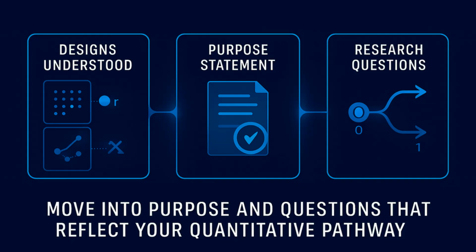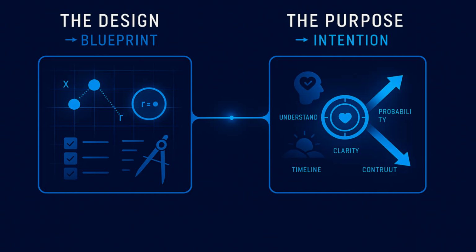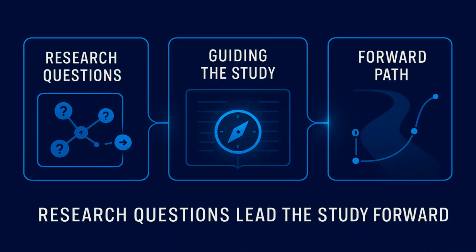With these designs understood, you are ready to move into the next stage, shaping the purpose statement and research questions that reflect the logic of your quantitative pathway. Your verbs will align with your design: describe, examine, compare, test, or determine, and your questions will take on the structure of the patterns you intend to study. The design becomes the blueprint, the purpose becomes the intention, and the research questions become the guide that leads your study forward with clarity and coherence.